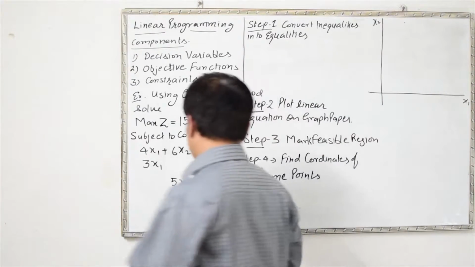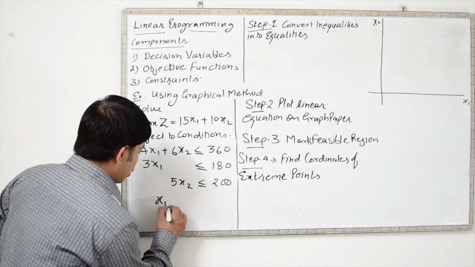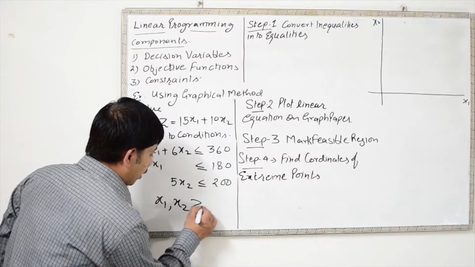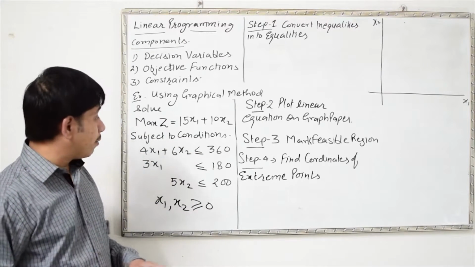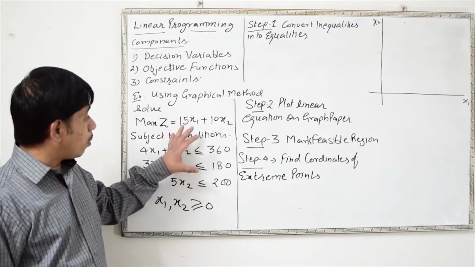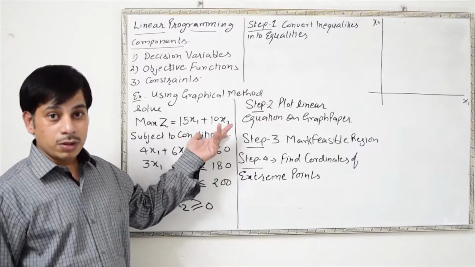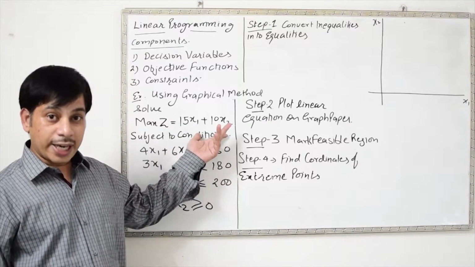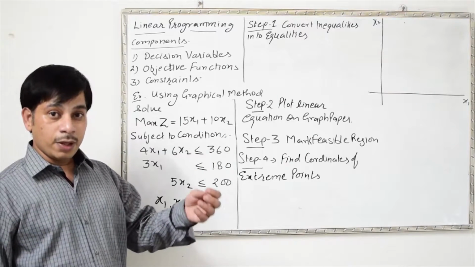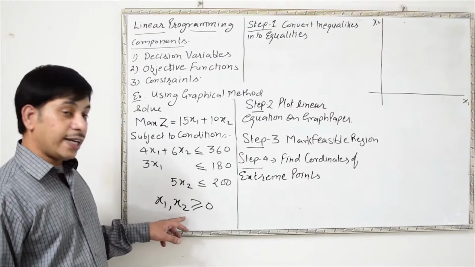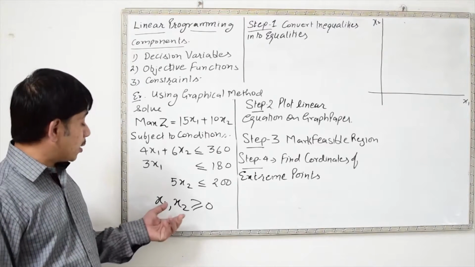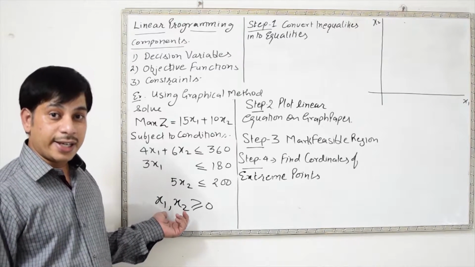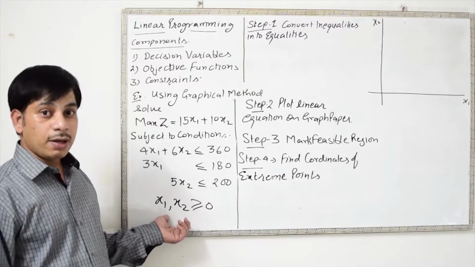One more important constraint is that our decision variables x1 and x2 are non-negative, because whatever real-time problem we are dealing with involves resources. Any resource, whether time, money, or human resource, can never be negative. So this is another important constraint: the decision variables can never be negative, they must be non-negative values.